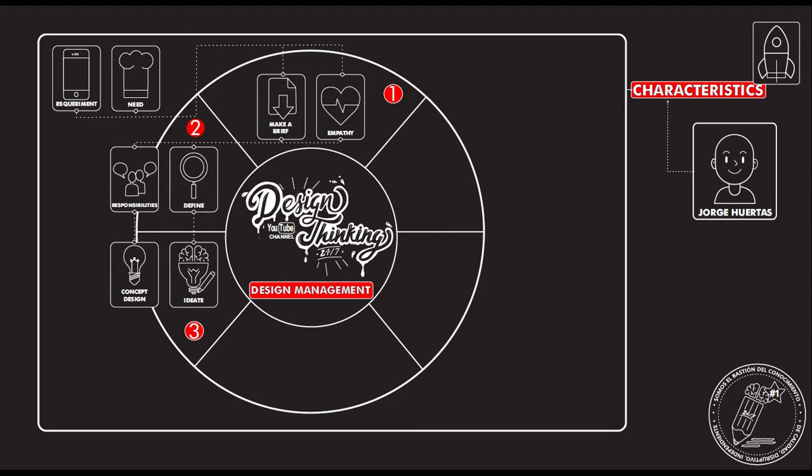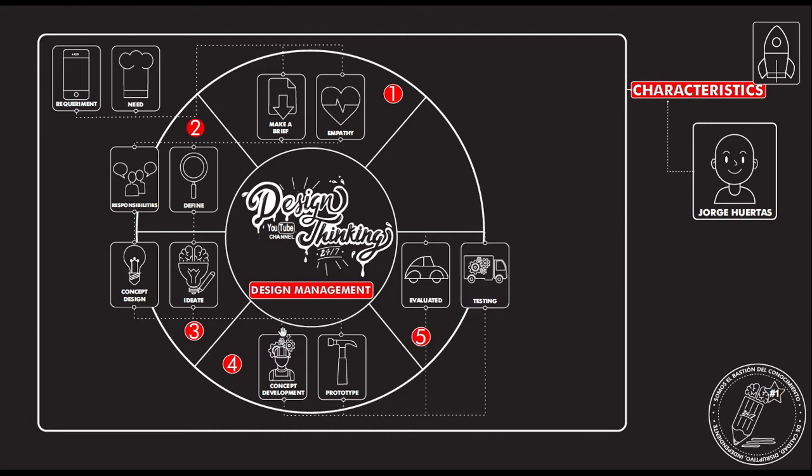Ideate what? The concept of design and also the different ideas that we have for our product, service, or business model. As you can see, we have the design thinking stages and the development that we make in each one of these stages when we are working in design management. After that, it's very important we go to prototype. Prototype what? The concept development, that is very important. After that, we are going to evaluate and test the prototype that we made in the previous stage.